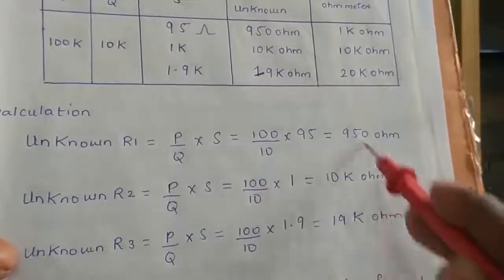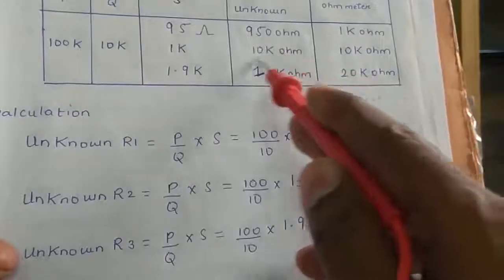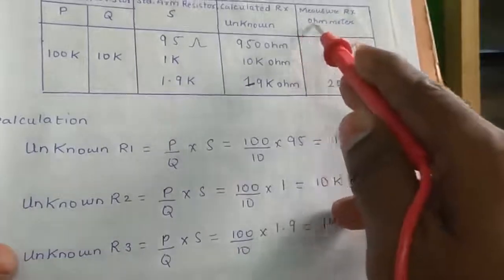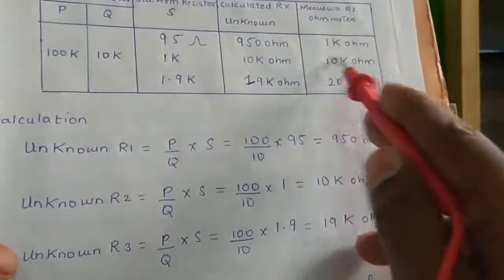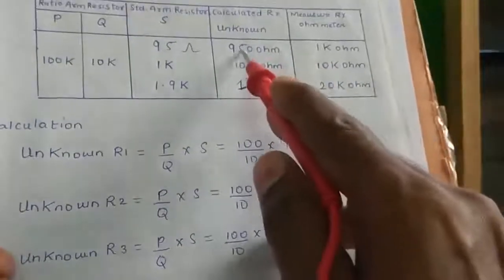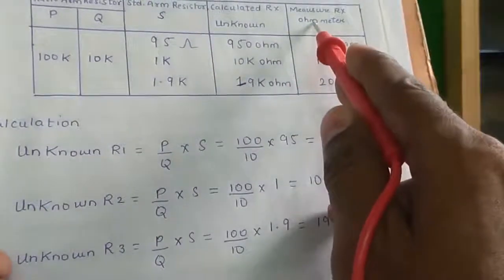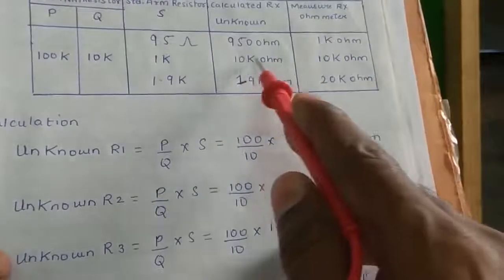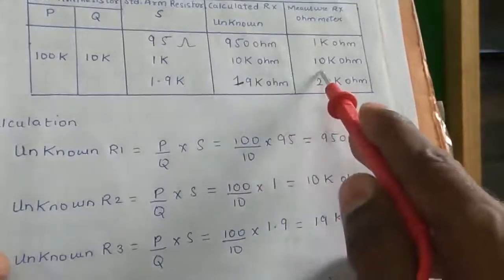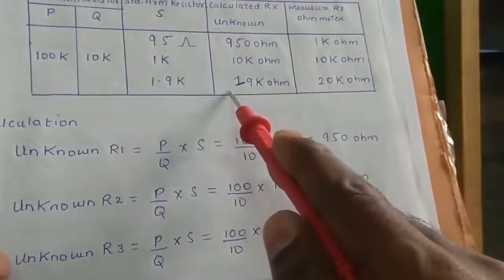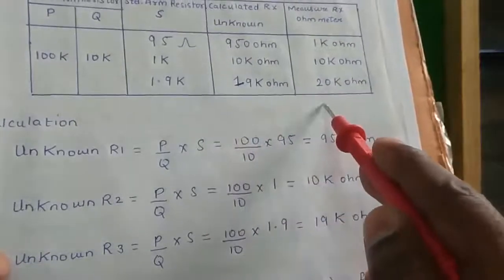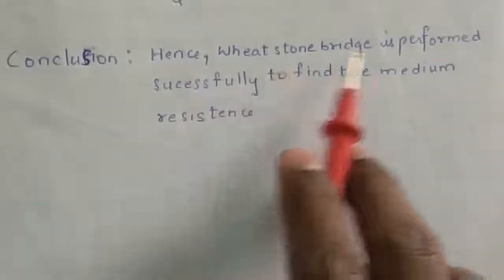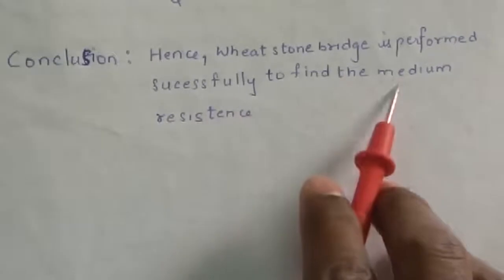We have noted down all these readings in the observation table for unknown resistances R1, R2 and R3. And this is the measured value of the unknown resistance by the ohm meter. We are comparing the calculated value and the measured value. For R1, 950 ohms is the calculated value and 1K is the measured value; 10K is the calculated value and 10K is the measured value; 19K is the calculated value and 20K is the measured value. Hence, the Wheatstone bridge experiment is performed successfully to find the unknown resistance.